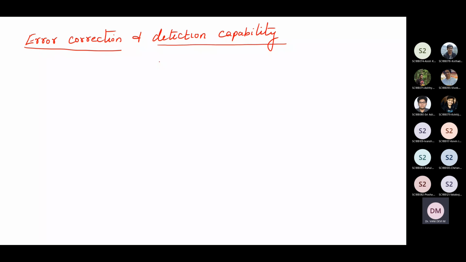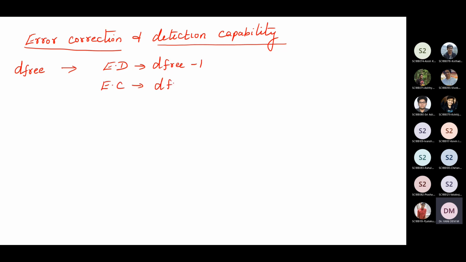So in convolutional code, to find this error detection and correction capability, we introduced a new parameter, that is d free. Instead of d minimum, here they are using the parameter d free. Once you compute the d free, error detection capability will be d free minus 1, and error correction capability will be d free minus 1 divided by 2, integer. Okay. So how to compute this d free?